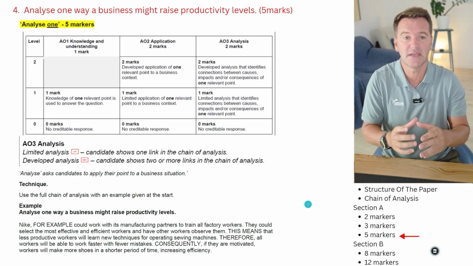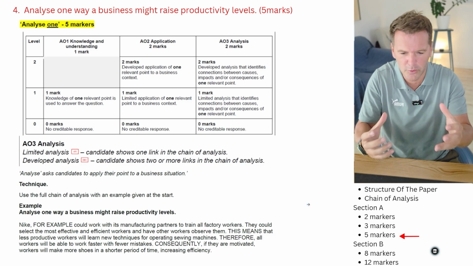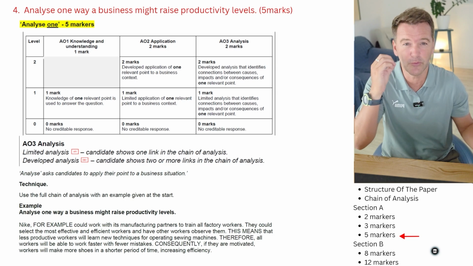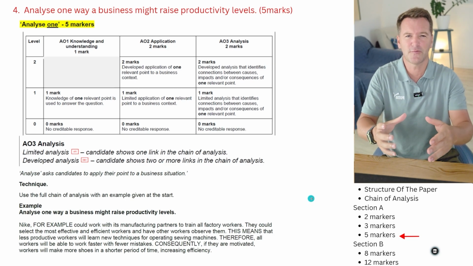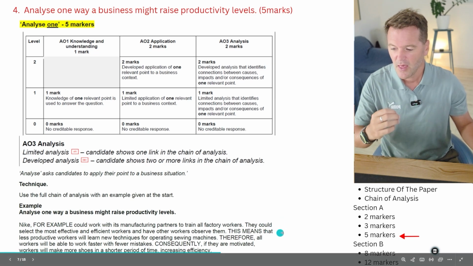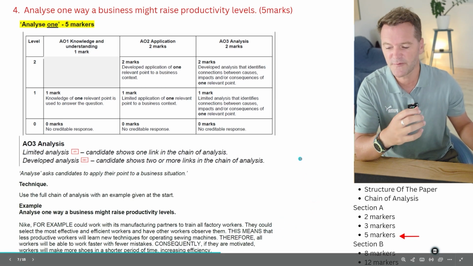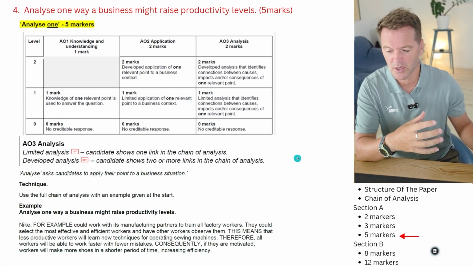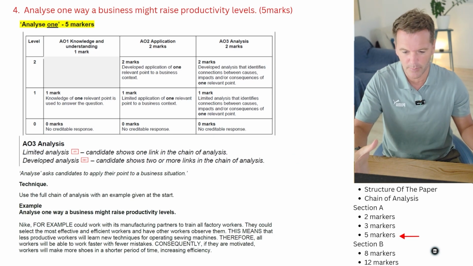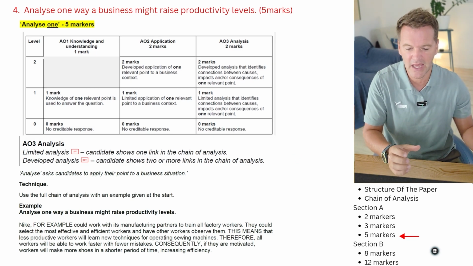So now what I need is to explain that. What do we mean? Why? Why does training the workers increase productivity? And we've really got to break it down as if you've got someone really foolish in front of you, keeping it as simple as possible. They could select the most effective and efficient workers and have the other workers observe them. I'm explaining what I mean by that. Now I'm into my chain of analysis.